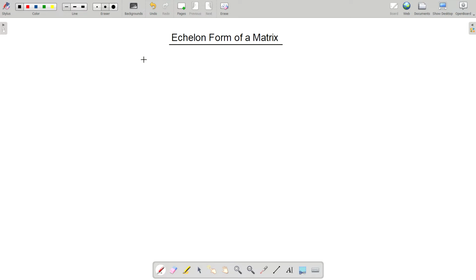Let's talk about echelon form of a matrix. Say we are given a matrix A. When do we say that matrix A is echelon? The first property that it should satisfy is that all non-zero rows are above any rows of all zero.